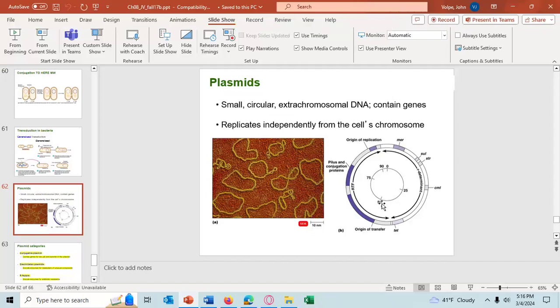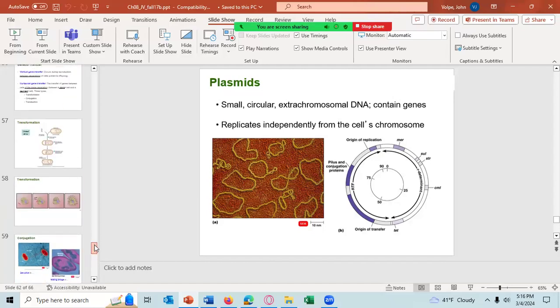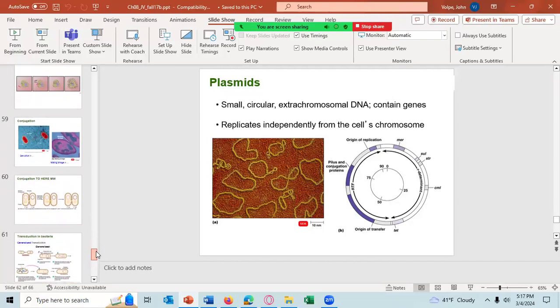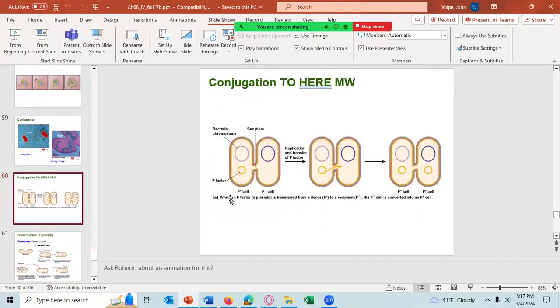Plasmids do carry genes and DNA, and they replicate independently of the cell's chromosome. We've actually shown you that when we were talking about the F plasmid. That plasmid replicated independently of the chromosome, making a copy of itself and then sending one copy into the F- cell because the plasmid replicated independently.